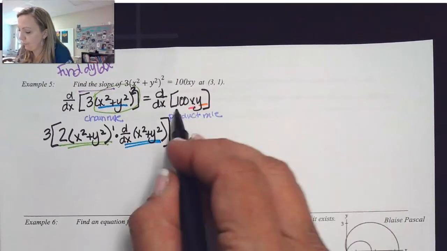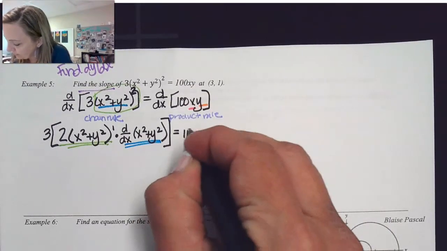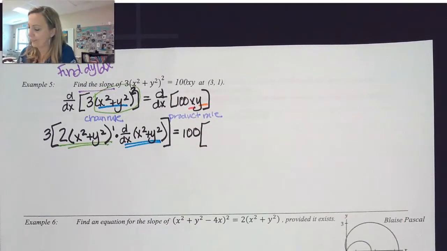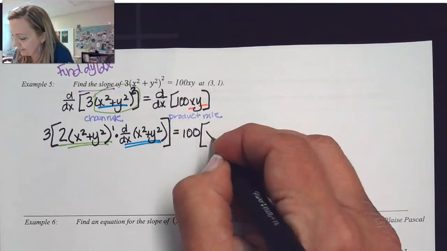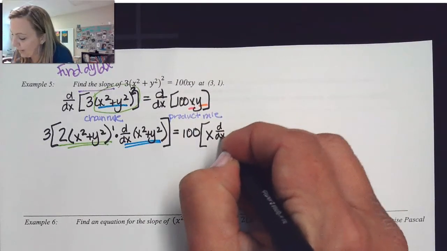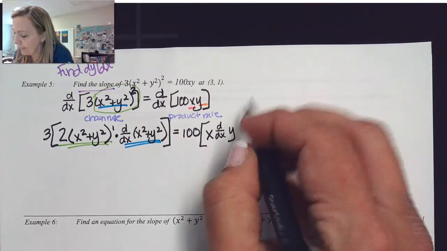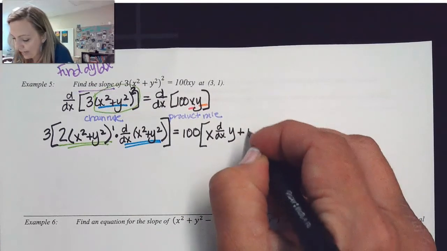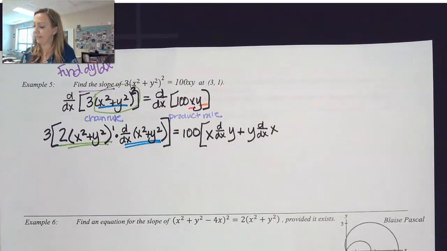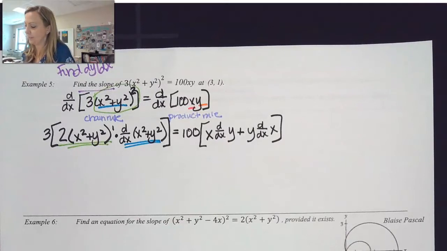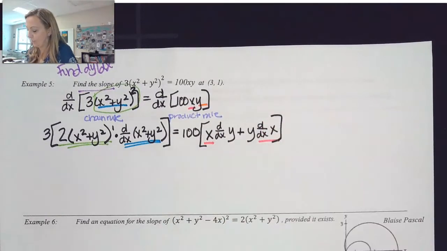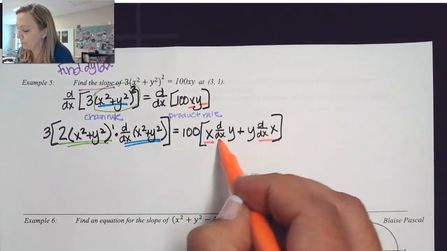Okay, so we're going to pull the 100 out here. And then if I use the product rule, that means that I'm going to want to take x times the derivative of y with respect to x plus y times the derivative of x with respect to x. Okay. So notice that we have each piece and then the derivative of each one as well.